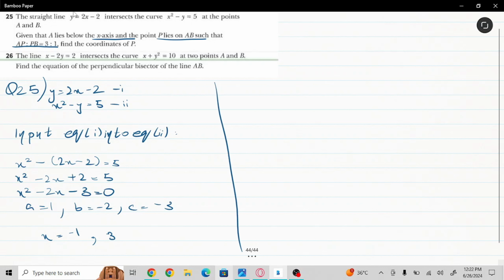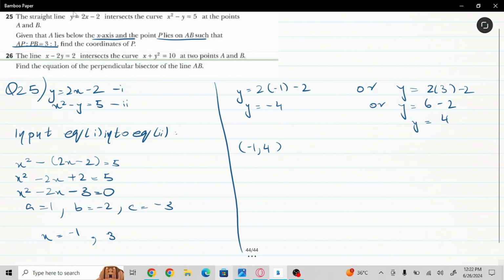So now what we do is find the corresponding y value. So y is equal to 2 multiplied by negative 1 minus 2, or y is equal to 2 multiplied by 3 minus 2. So we'll have y is equal to negative 2, which is minus 4, or y is equal to 6 minus 2, which will become positive 4. So now we are just going to write down the coordinates in a simplified version: negative 1, negative 4 and positive 3, 4. So these are the two coordinates, and now let's proceed to the next part of the question.